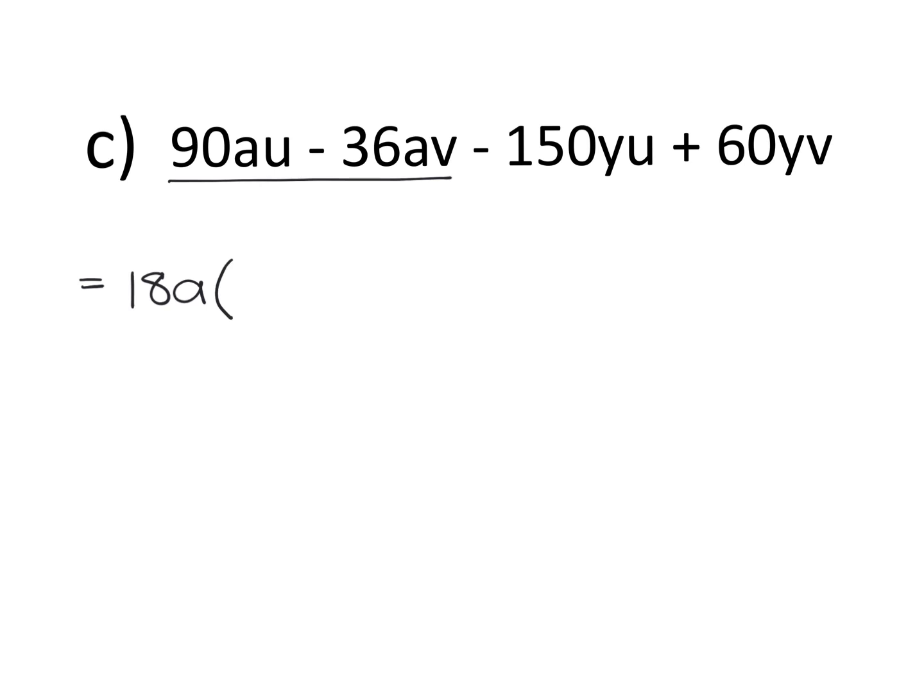Now let's divide both terms by 18a. So let's start off with the first one. Okay, 90 divided by 18, that comes to 5. And then let's do a divided by a, that comes to 1. You don't have to write the 1 beside the 5, but there's a u, you have to write that down. Now let's move on to the next one.